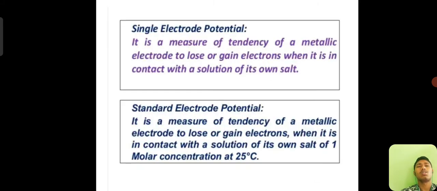We have two types: single electrode potential and standard electrode potential. Single electrode potential is a measure of the tendency of an electrode to lose or gain electrons when it is in contact with the solution of its own salt. Standard electrode potential is a measure of the tendency of a metal electrode to lose or gain electrons when it is in contact with a solution of its own salt of 1 molar concentration at 25 degrees Celsius.